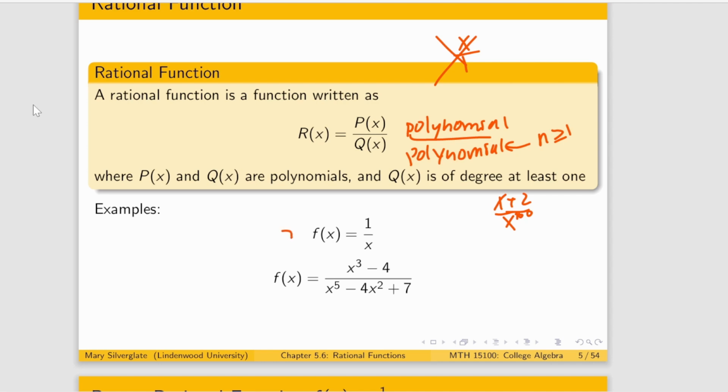And both of these are examples of rational functions, where for this first one there's just a degree 1 polynomial on the denominator, degree 0 on the top since it's just a constant number, while on the other one it's a degree 5 polynomial on the denominator and a degree 3 polynomial on the numerator. Or it could have been flipped the other way around.